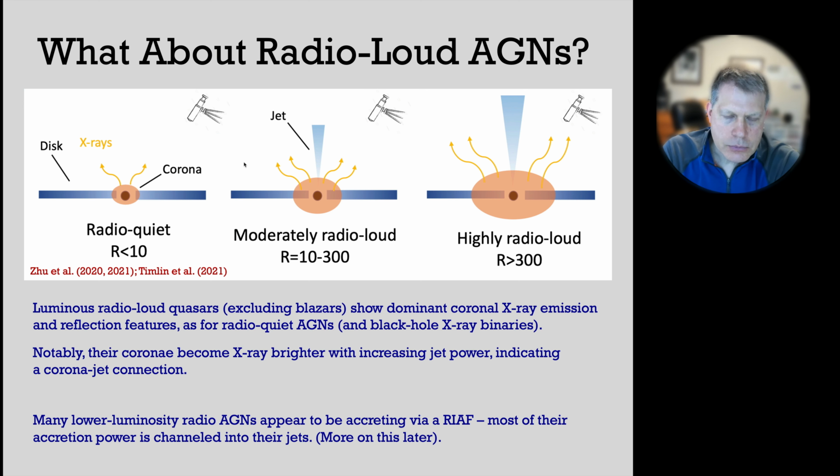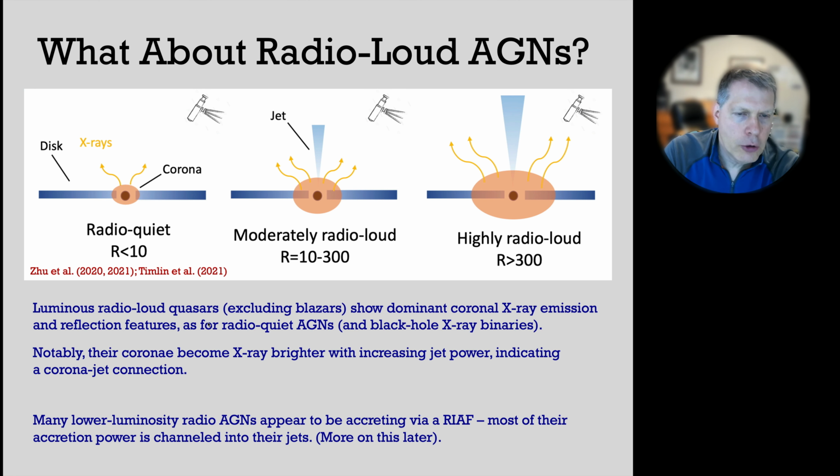So most of what I've been talking about so far has focused on radio quiet active galactic nuclei, the simplest systems possible, where one can study the corona, the X-ray reflection off the disk, the soft excess, the absorbing features, and so on. But what about the radio loud systems, where you have a significant jet present in the system as well? Well, there have been quite a few spectral studies of these systems over the years.